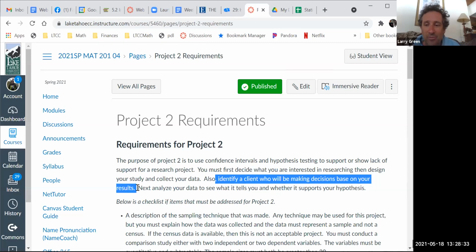Then after that, and this is really important, go to the Project 2 discussion board and post your idea. Post your H naught, post your H1, and post how you're going to get your data, and I'll look at it and let you know if it's going to work. And if it's not perfect, I'll let you know what modifications you need to make it work. Any questions so far?